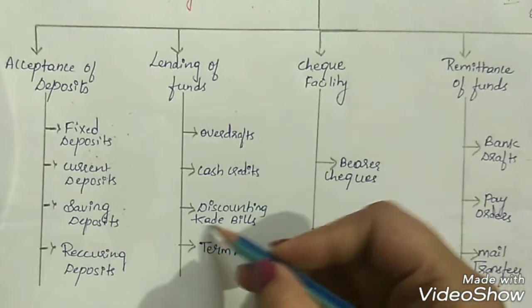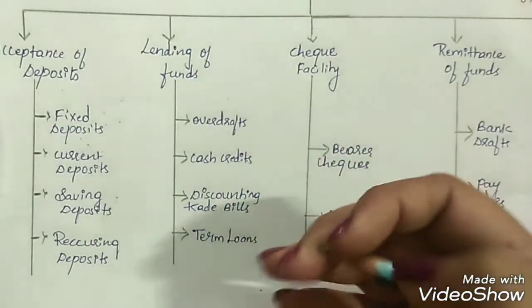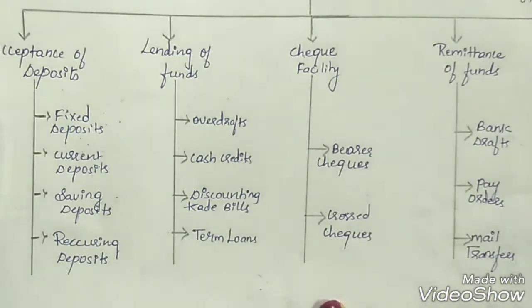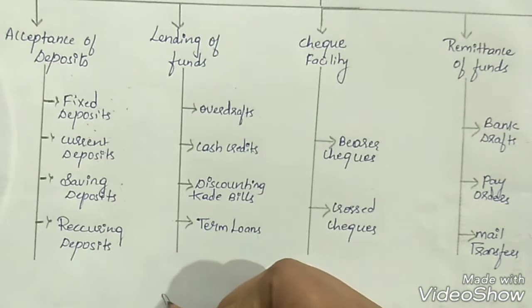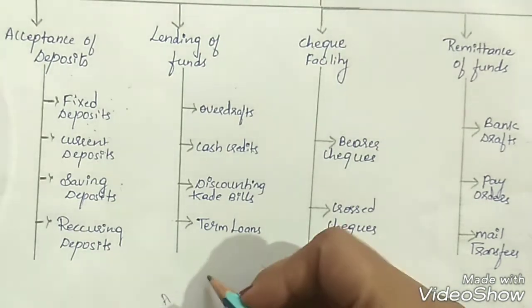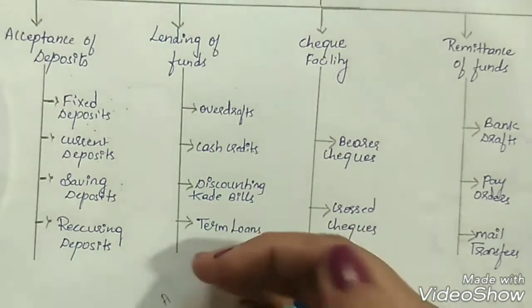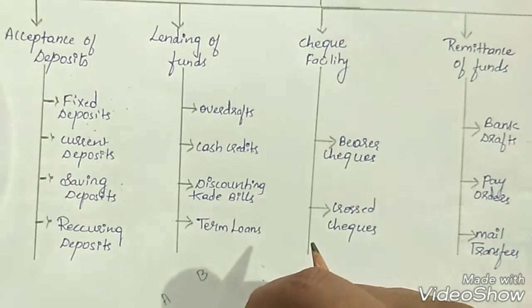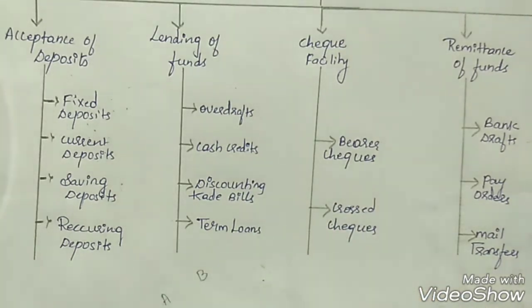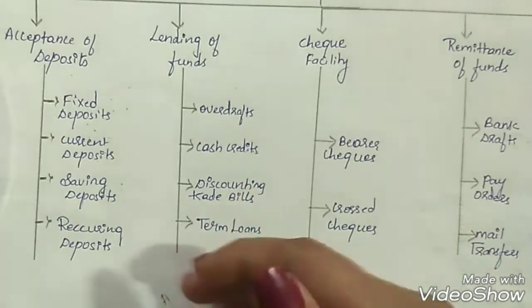Next, discounting trade bills. We know that there are bills of exchange, bills receivable and bills payable. Suppose I am a person named A. I sell certain goods to a person named B. B gives me a bill and tells me that right now he is not able to pay the money, and he will repay me in 3 months. So here we are making a credit sale.